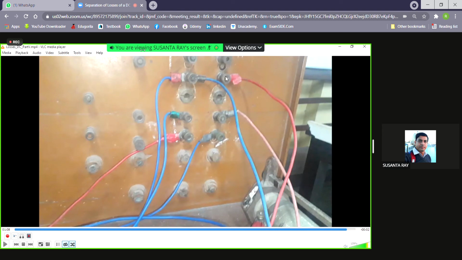So the upper two ends are connected across the fixed two ends of the rheostat. The left cable, on the left upper side, is connected with the ammeter. So the ammeter is connected in series, so it is in line, not across.